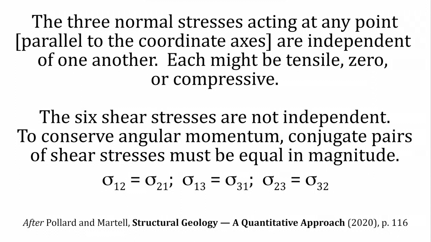The three normal stresses acting at any point parallel to the coordinate axes are independent of one another. Each might be tensile, zero, or compressive, and each can have its own magnitude. They are independent of each other. The 6 shear stresses are not independent. To conserve angular momentum, conjugate pairs of shear stresses must be equal in magnitude.